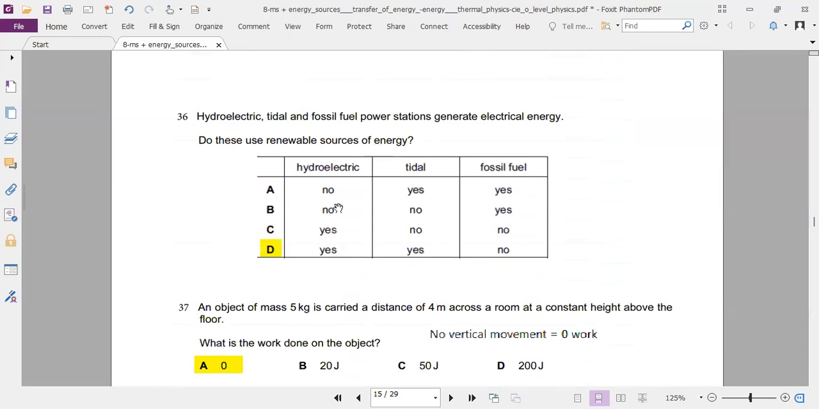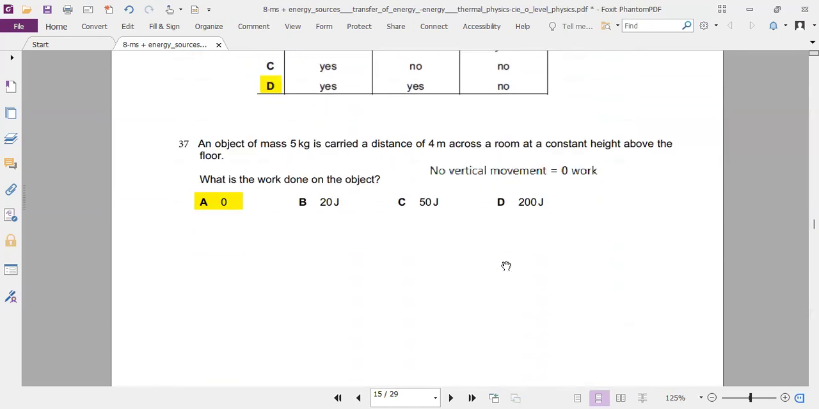Hydroelectric, tidal, fossil. Hydroelectric is renewable, tidal is renewable, fossils no. Mass 5 kg, 4 meter distance carried, constant height. So when the height is constant, there will not be any vertical movement, so there will be zero work. Just remember this fact. This is very important.